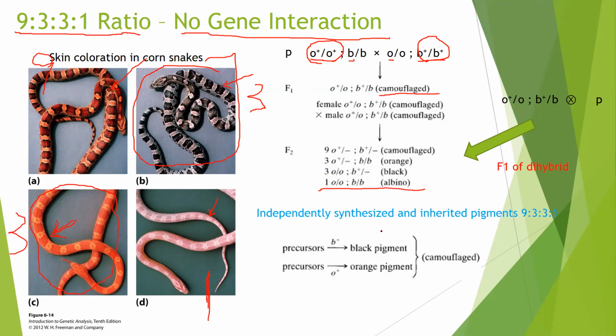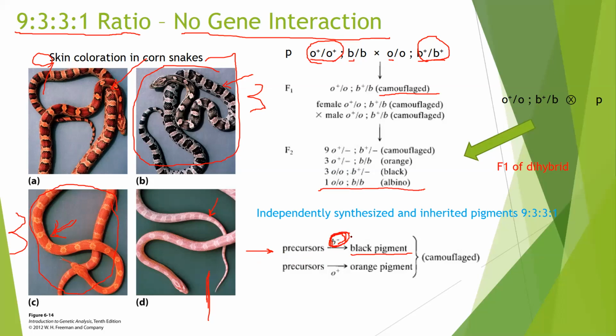All right. So let's look at the biology behind this. Let's look at these two genes. The wild type B gene will give us the black pigment for the snake. So this is a biological pathway. And okay, so this B plus gene will produce some functional enzyme.